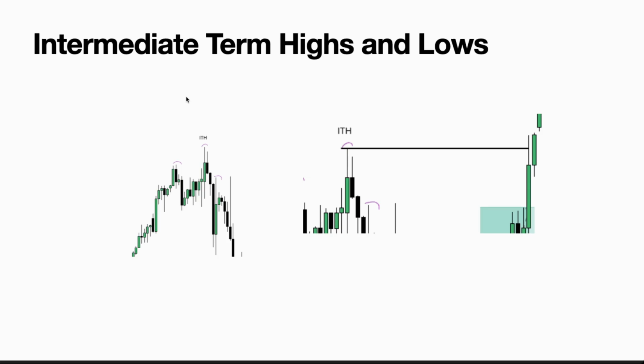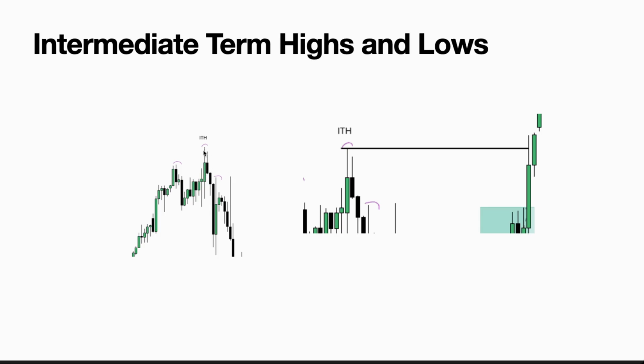So, intermediate term highs. In this example I'm showing you a high instead of a low; for a low, by the way, it would just be mirrored, so the opposite. It's when we have a swing high which is higher than the swing high on the left and the swing high on the right. So we can almost look at this as a swing high of swing highs.